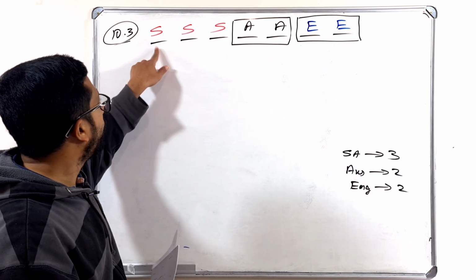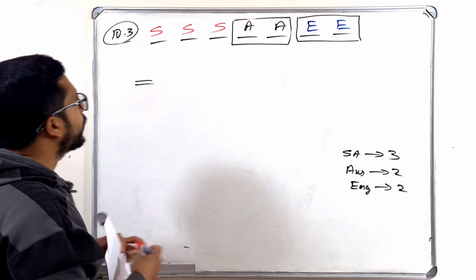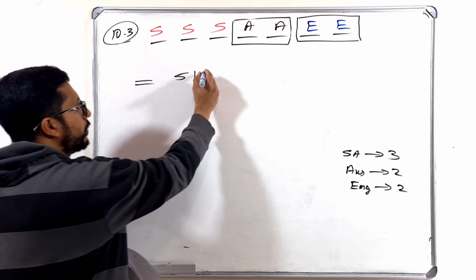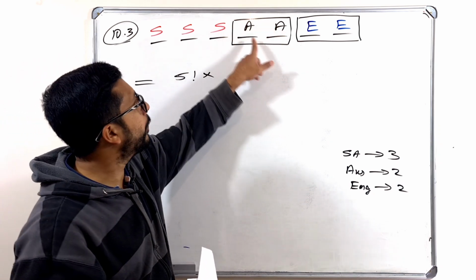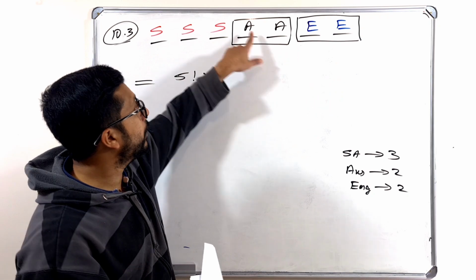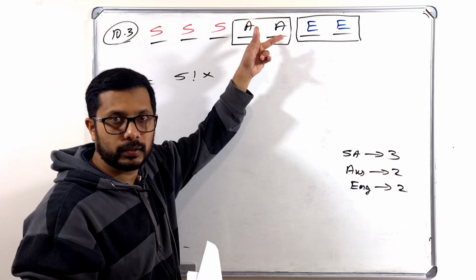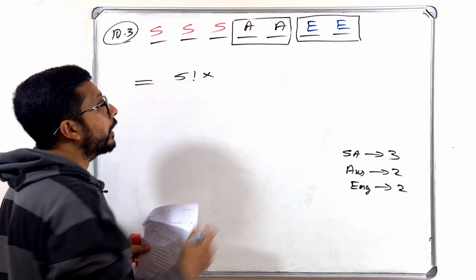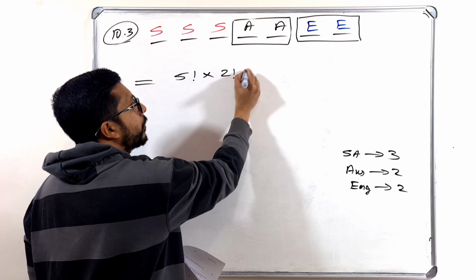Okay, so 1 2 3 4 5. I'm going to write the answer like this: 5 factorial, times, then inside this group how many members are there? 2. So that is 2 factorial. Maybe this Australian can stay here, or vice versa. Anyway, inside that group how many are there? 2. So it is 2 factorial times.